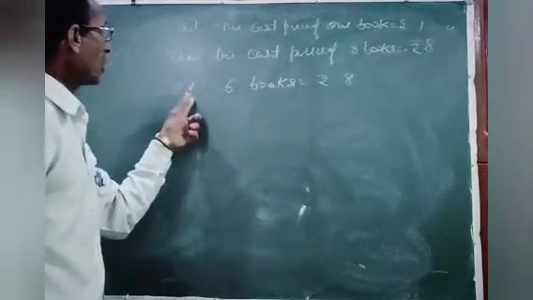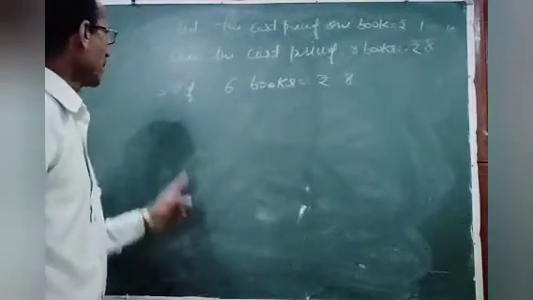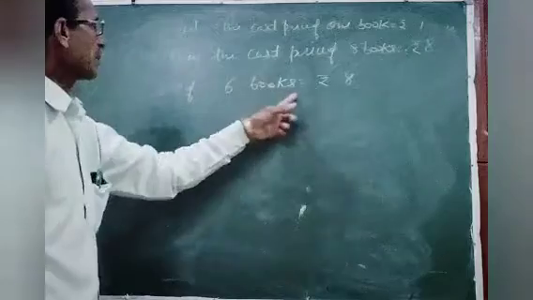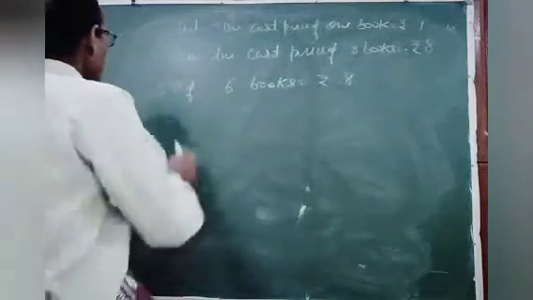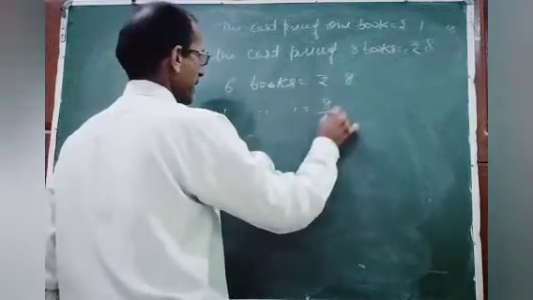Now selling price of 6 books is equal to the cost price of 8 books. So SP of 6 books is rupees 8. SP of one book will be 8 by 6.